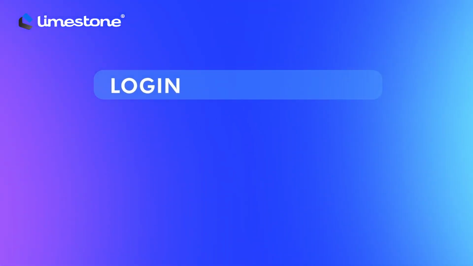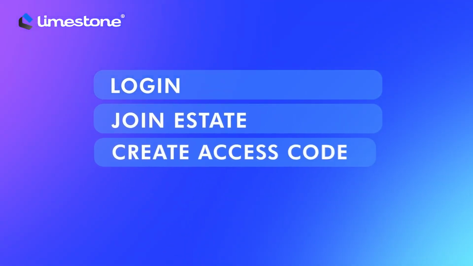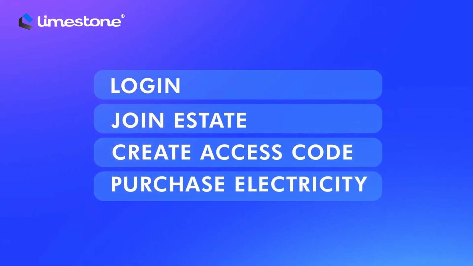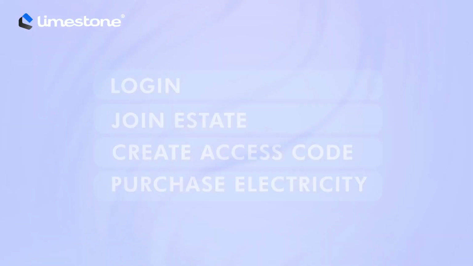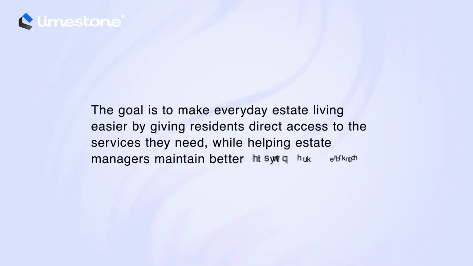To wrap up, with Stonecircle, residents can log in, find and join their estate, create visitor access codes, and purchase electricity from one simple platform. The goal is to make everyday estate living easier by giving residents direct access to the services they need, while helping estate managers maintain better control and visibility.